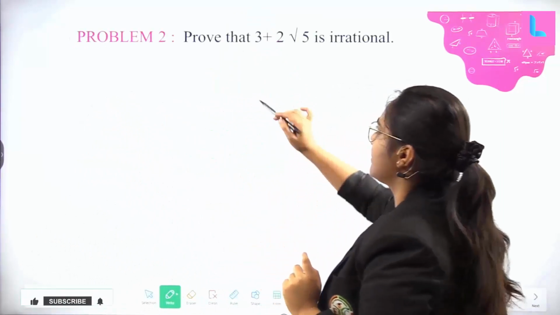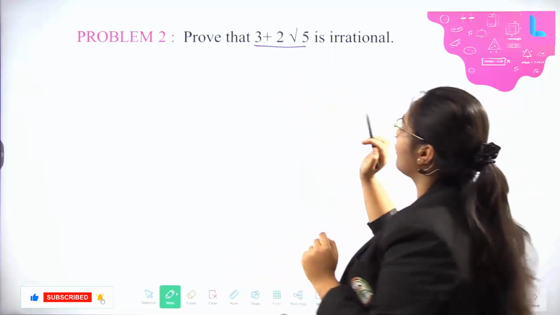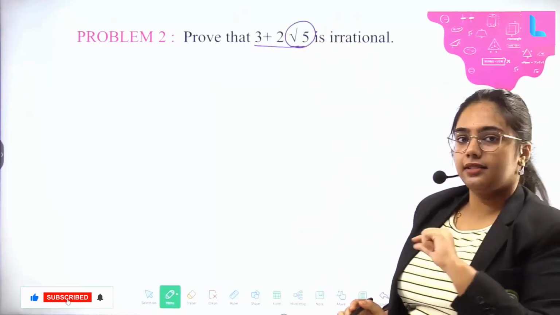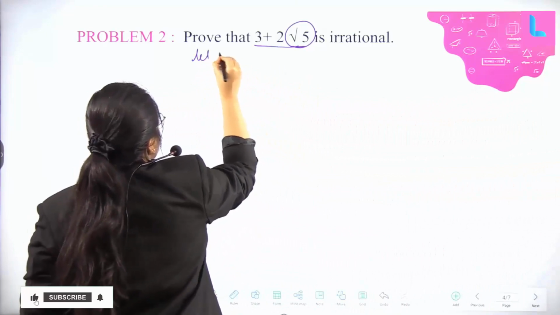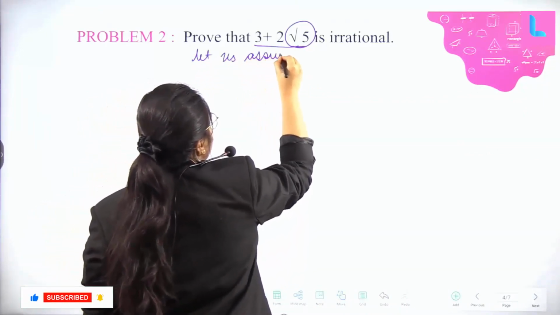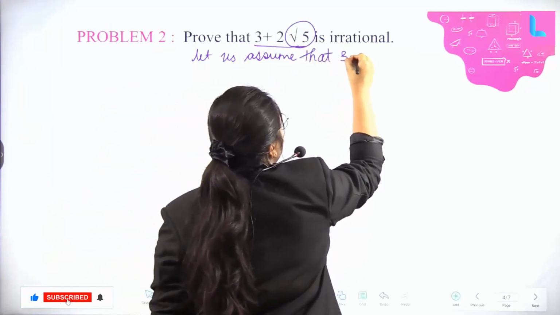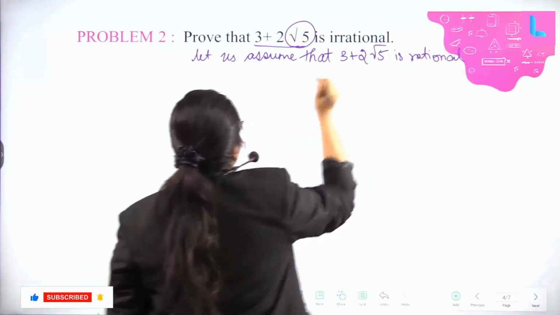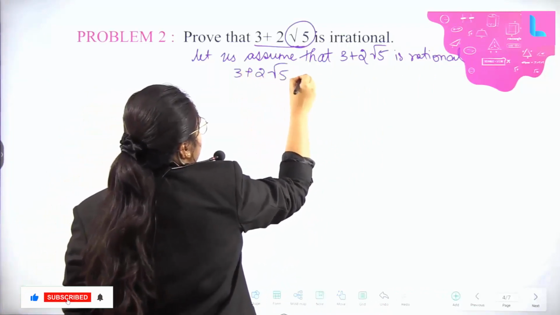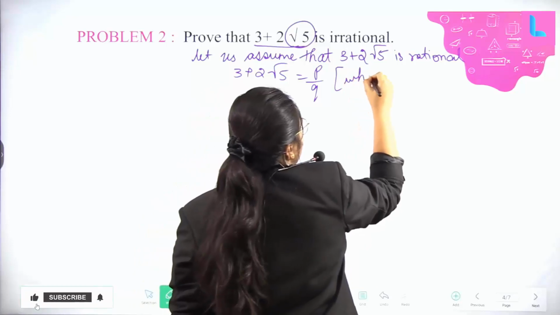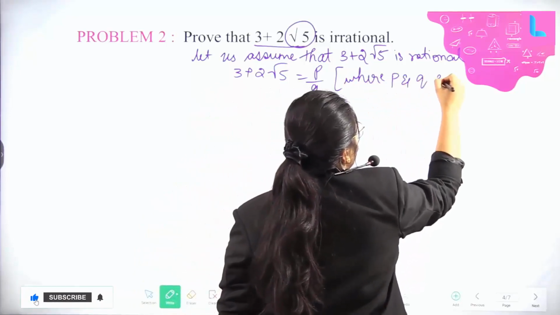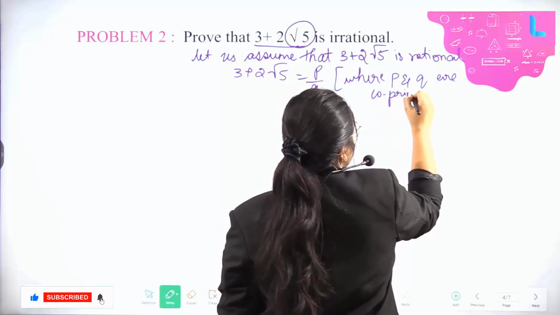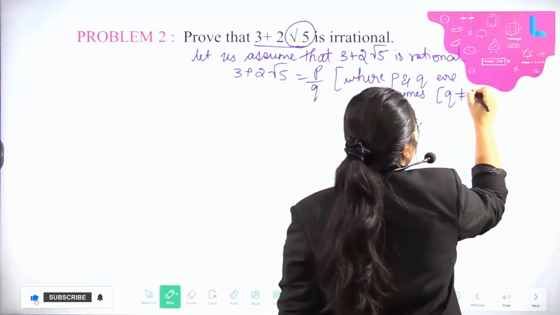The next question, this is question 2: prove that 3 plus 2 root 5 is an irrational number. If you can note that, I just said that we already know that root 5 is irrational. Let's just write, let us assume that 3 plus 2 root 5 is rational. 3 plus 2 root 5 is equal to P upon Q, where P and Q are coprimes, Q is not equal to 0.